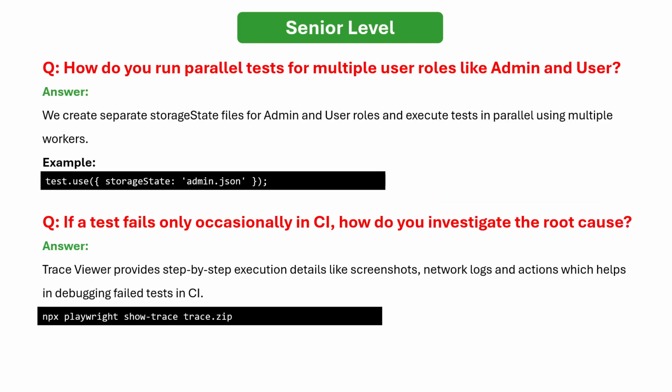Example. How do you run parallel tests for multiple user roles like admin and user? Answer. We create separate storage state files for admin and user roles and execute tests in parallel using multiple workers. Example. If a test fails only occasionally in CI, how do you investigate the root cause? Answer. Trace Viewer provides step-by-step execution details like screenshots, network logs, and actions, which helps in debugging failed tests in CI.